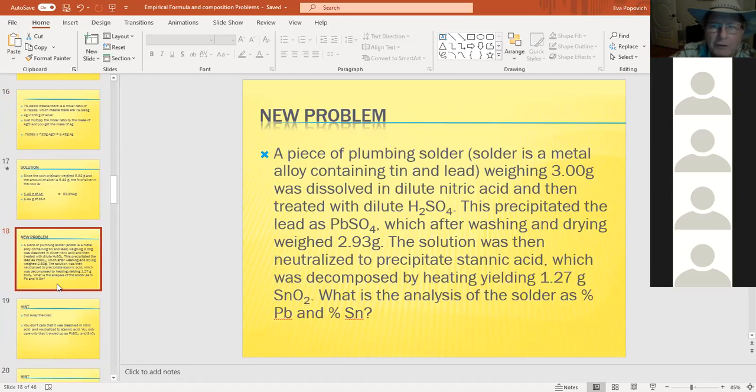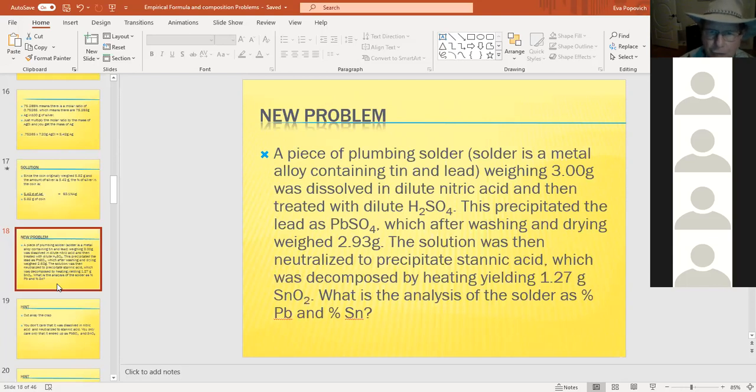Guys, if you're working this through with me, this is giving you a logic that you're going to be able to use on the test question. I can work it through with you. Thank you, Dana. I have a piece of plumbing solder. Solder is just a metal alloy that contains tin and lead. The solder weighs 3 grams.